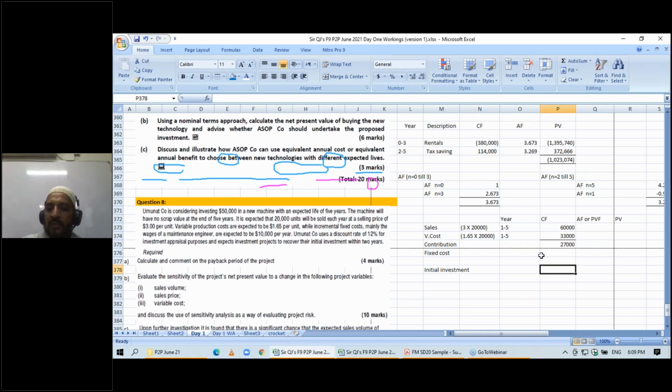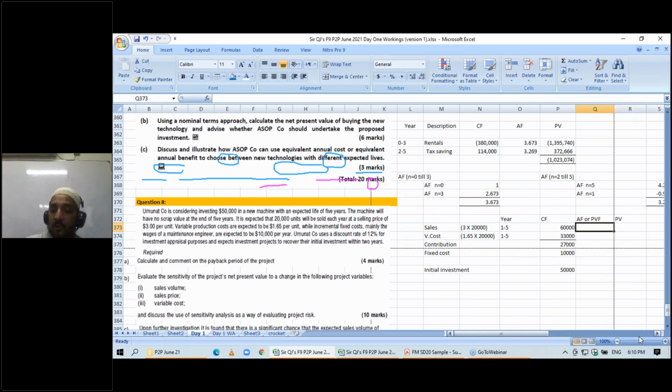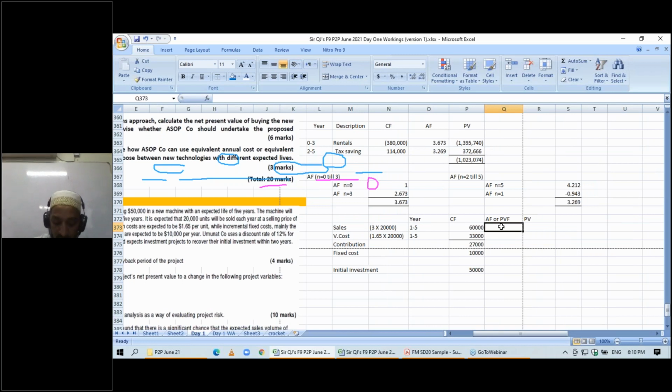Okay, so let's move onward. Now the fixed cost per annum is 10,000, so we'll deduct 10,000 from there. And now the initial investment amount is 50,000. The cash flows will occur from year 1 till 5, and the discount rate given in the question is 12%. So at 12%, look into the present value table. The present value table will show you the fraction for 5 years. When n equals 5 years, the annuity fraction is 3.605. So pick that fraction, and this will remain 3.605 for sales, variable cost, fixed cost and contribution, because all of these items will occur for 5 years, for year 1, 2, 3, 4, and 5.